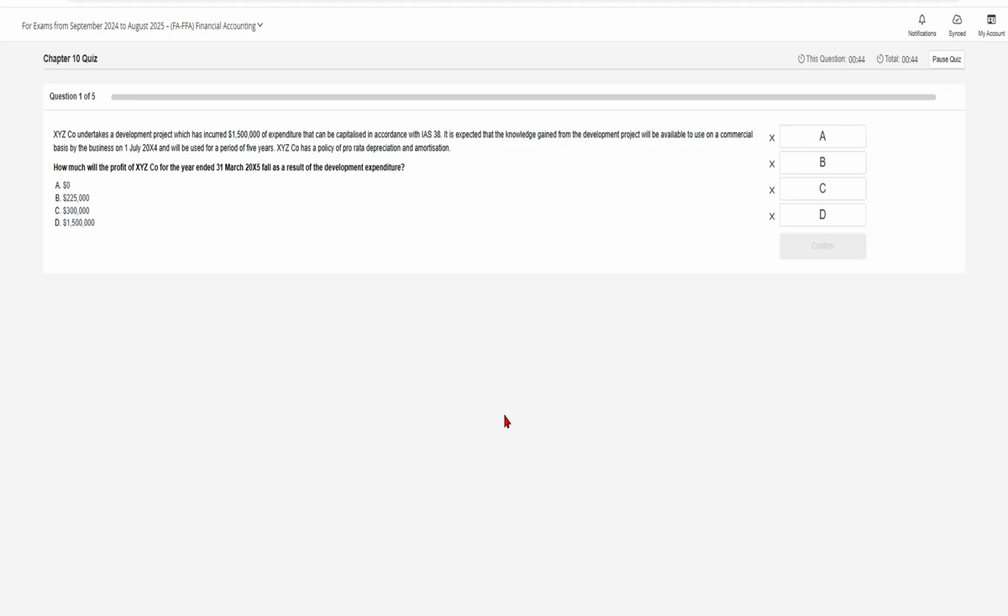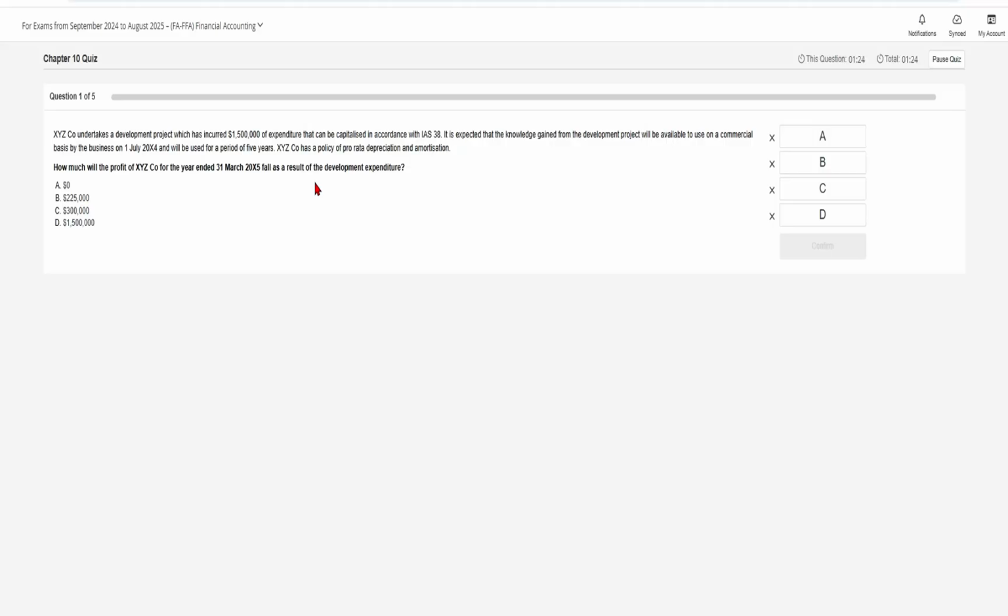So how much will the profit of XYZ company for the year ended 31st March 20x5 fall as a result of development expenditure? This is a very good question. If our expenses are related to research, in that case we report them directly in the P&L. But if it is related to development, in that case we will capitalize it as an intangible asset and we will amortize that cost based on the useful life or the percentage of amortization that might be given.